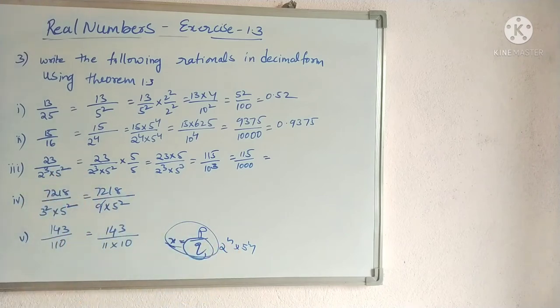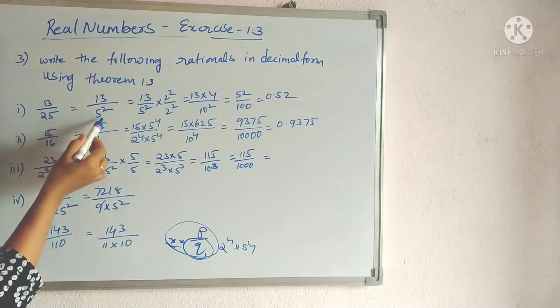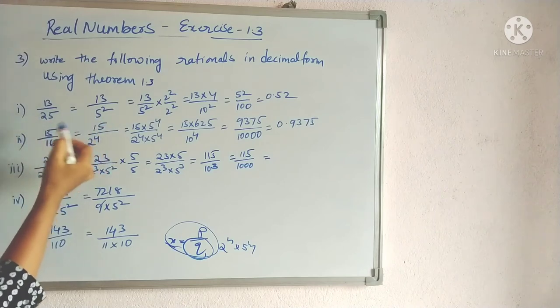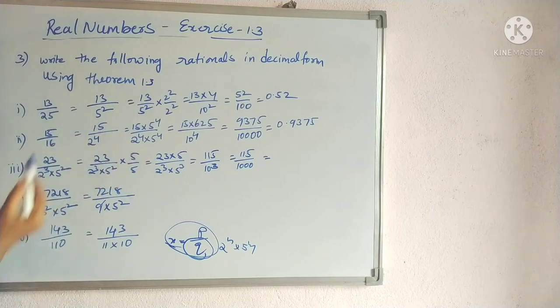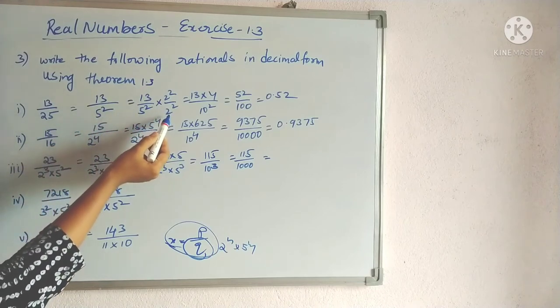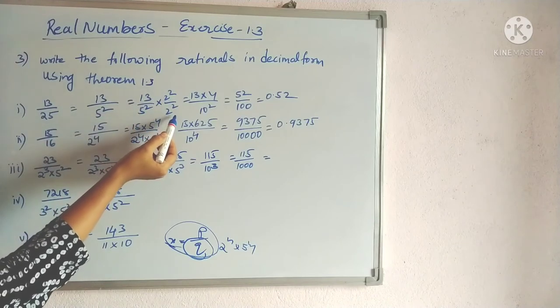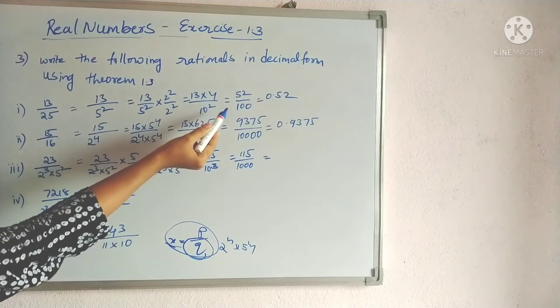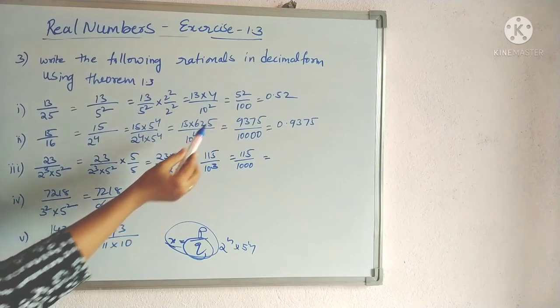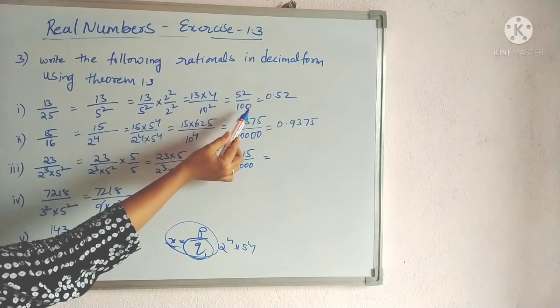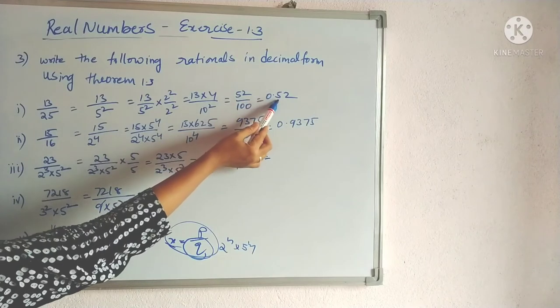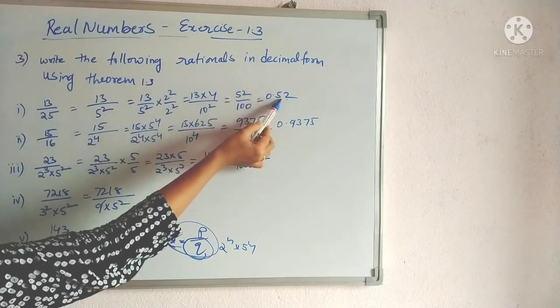Okay, see the first one, 13 by 25. As in the first problem, the prime factorization of 25 is 5 square, and to get zeros in the denominator, since 5 square is there, we multiply with 2 square, both numerator and denominator. So 13 into 4 by 10 square, 52 by 100. How many zeros are there after 1? 2. So after the decimal point, 2 numbers must be present. So 0.52, that is the decimal form.